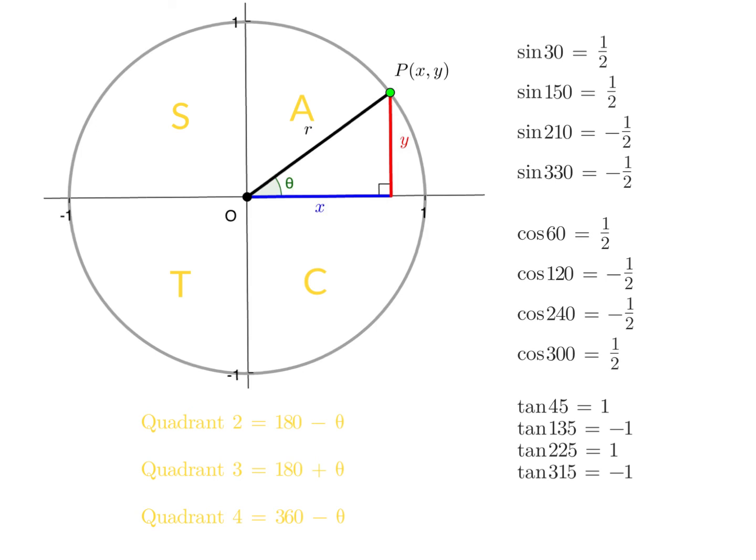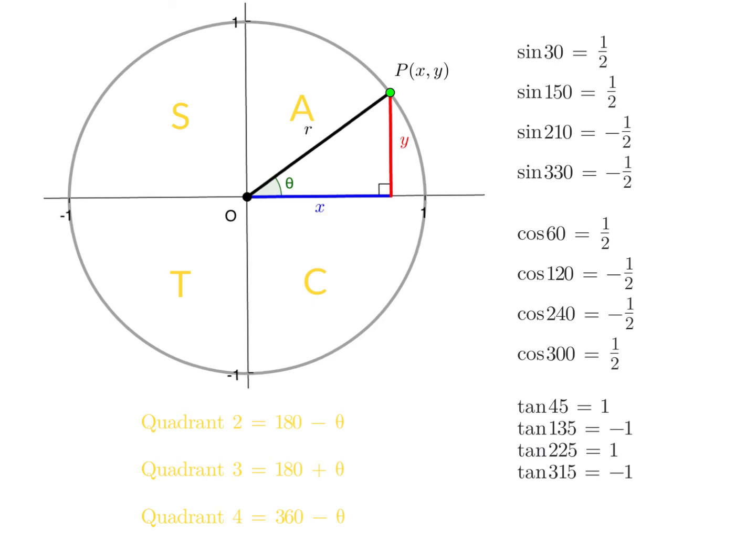Finally, tan 45. So tan of 45 is 1, 135 is minus 1, 225 is 1, and 315 is minus 1. 45 is in the first quadrant, all positive, so therefore tan is positive. 135 is in the second quadrant, only sine is positive, so tan is negative. 225 is in the third quadrant, tan is positive, so we get plus 1. And 315 is in the fourth quadrant, only cos is positive there, so tan is negative, that's why we get negative 1.